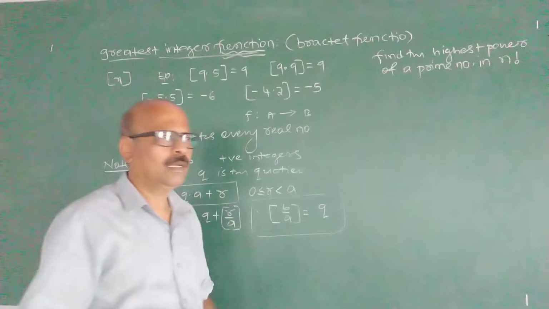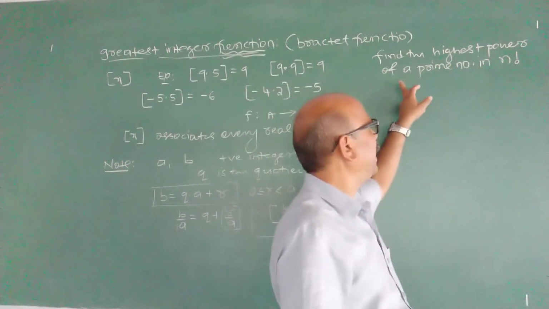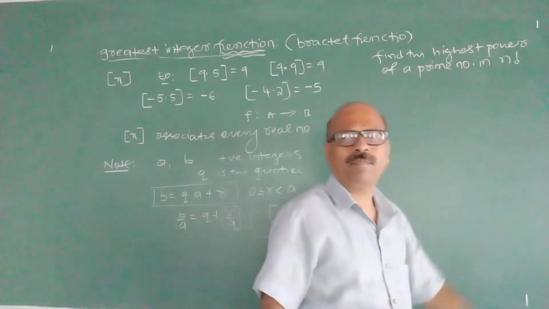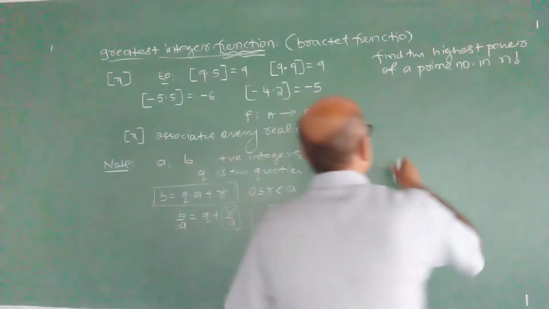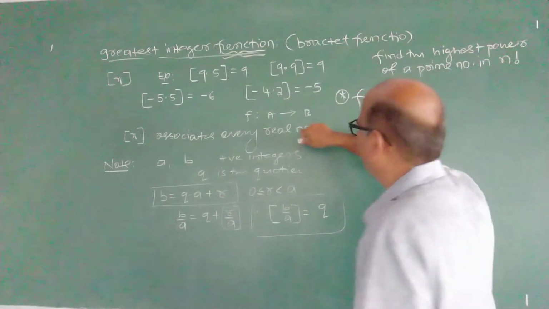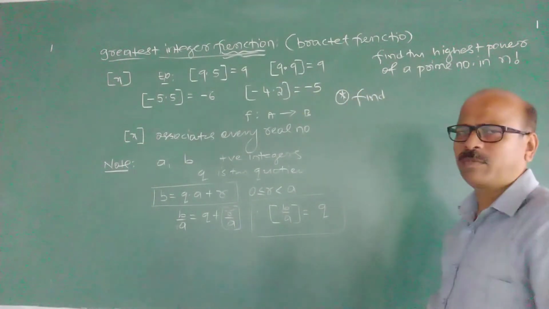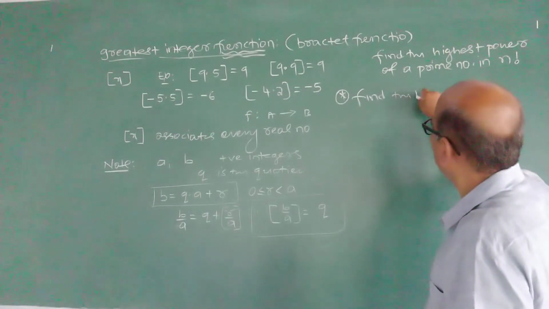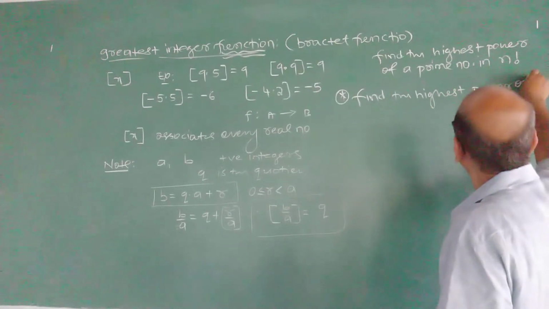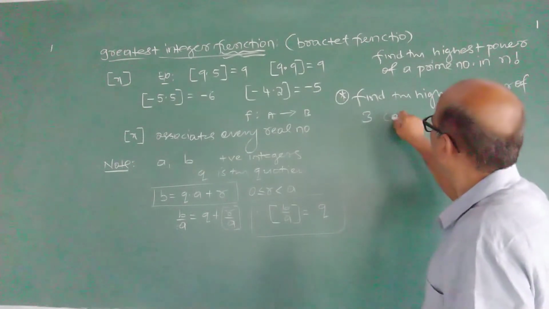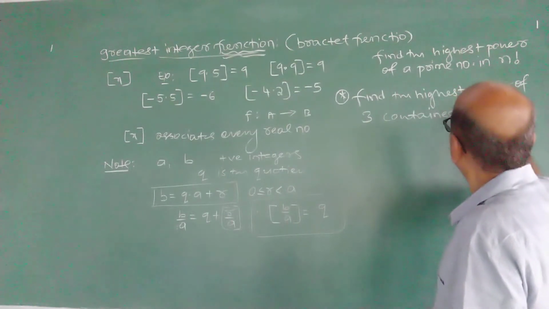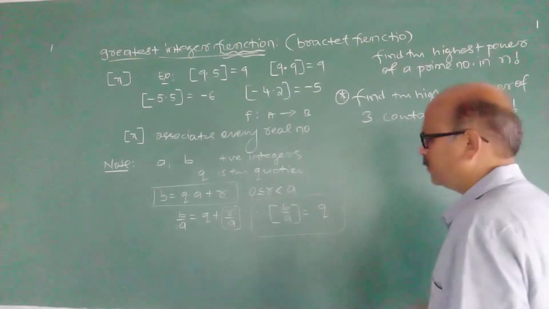Understand? The problem is like this: find the highest power of a prime number contained in n factorial. I consider this example. First I explain the example, then I derive the formula. Find the highest power of 3 contained in 100 factorial.